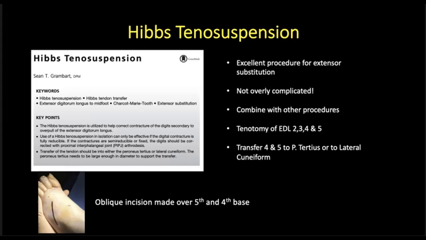And this works really, really well for your claw toe patients. And if they're flexible in nature, then that's all you have to do. But if there is a rigid component, then you may need to consider PIPJ fusion and maybe even a flexor transfer. But this does work extremely well for your claw toe patients. And I urge you to read this paper. It's quite easy to do.